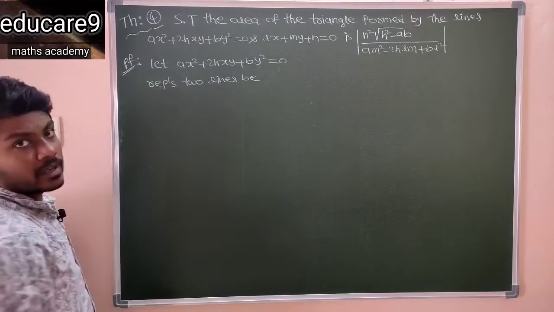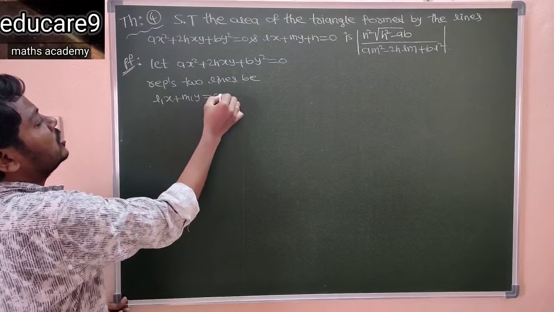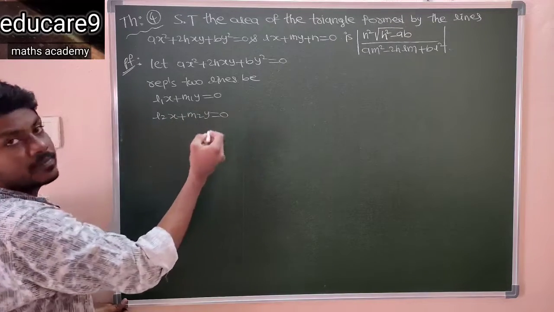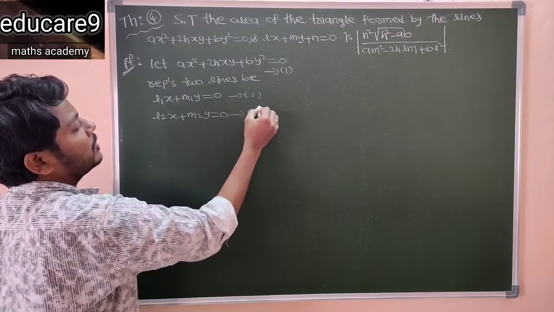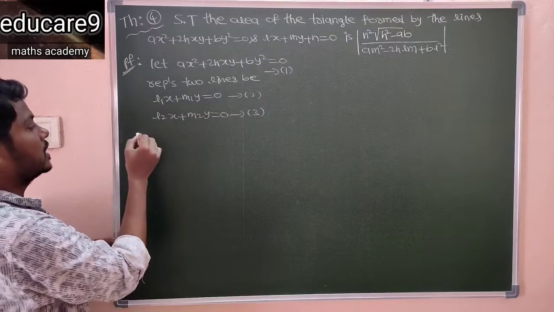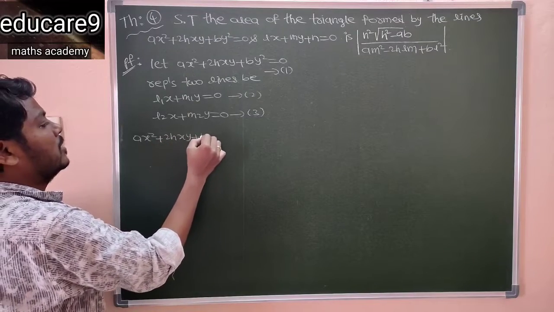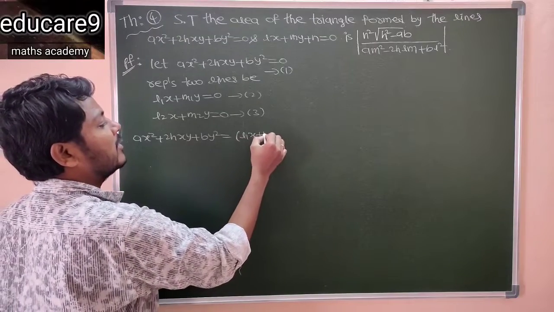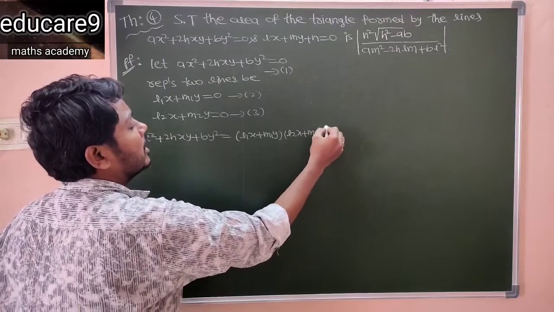See here, one is L1x plus M1y equals 0. Next one, L2x plus M2y equals 0. So this is equation 1, this is equation 2, this is equation 3. Therefore, clearly this equation is equal to the product of these two lines. So ax square plus 2hxy plus by square equals L1x plus M1y into L2x plus M2y.